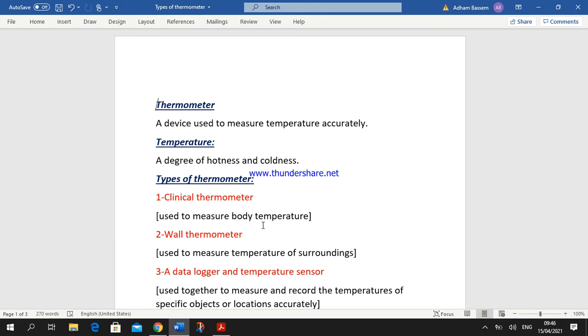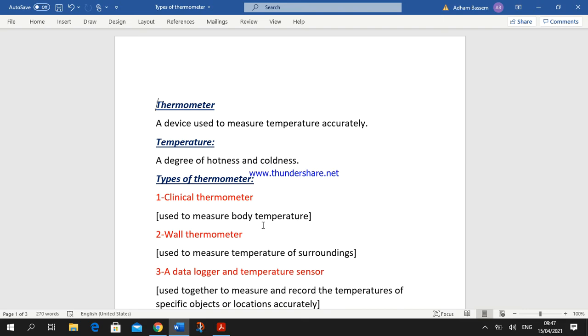And we express the heat energy by using a term known as temperature. What is meant by temperature? Temperature is a degree that expresses the hotness or coldness of the object. And we also have the measuring unit used to measure temperature, known as degree Celsius. We need a device to help us measure the exact temperature of a substance. This device is known as a thermometer. So, a thermometer is a device used to measure temperature accurately.